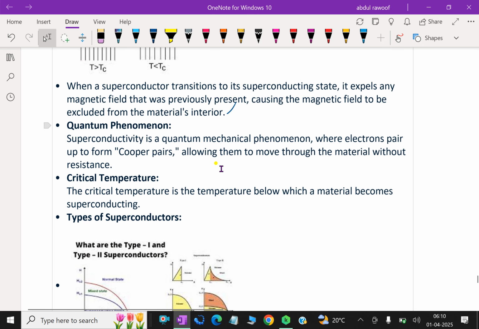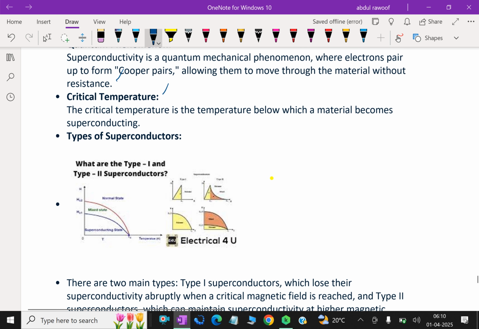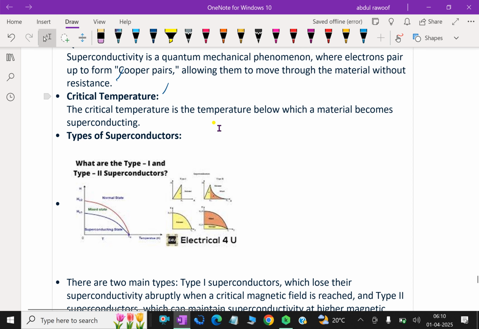Quantum phenomenon. Superconductivity is a quantum mechanical phenomenon where electrons pair up to form Cooper pairs, allowing them to move through the material without resistance. Critical temperature. The critical temperature is the temperature below which the material becomes superconducting.